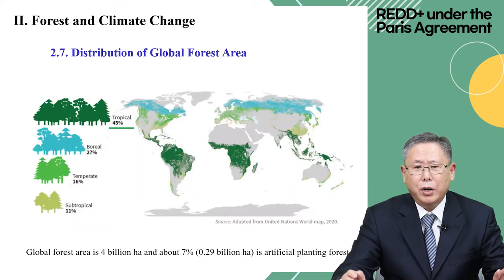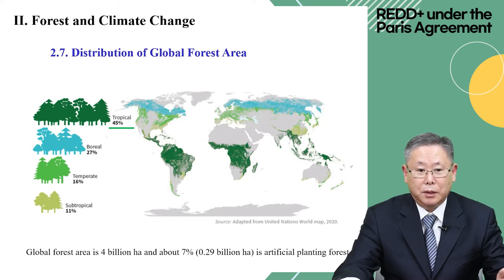And where is the forest? So now let's look at the distribution of global forest area. You see that on the earth, most of the forest is located in tropical areas: Amazon and this Congo Basin in Africa, and Southeast Asia, Indonesia and Malaysia, Thailand, Cambodia, Myanmar, Vietnam, and Papua New Guinea. And boreal forest is 27%, and temperate, where I live, is 16%.